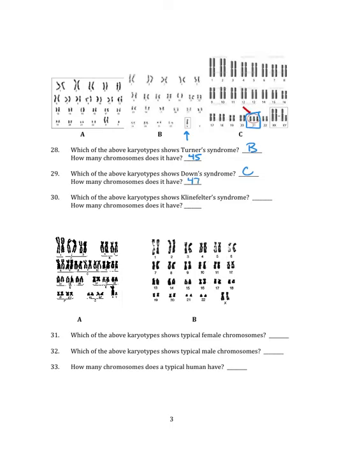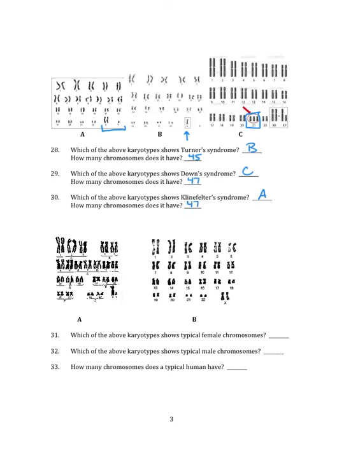And number 30 says which of the above karyotypes shows Klinefelter syndrome. Klinefelter syndrome occurs when somebody has 2 X chromosomes and a Y chromosome. So if you look at the sex chromosomes here, normally you have a pair of sex chromosomes, whether it's 2 X's or an X and a Y, but this person has 3 sex chromosomes. And so letter A is the Klinefelter syndrome karyotype, and they have 47 chromosomes.